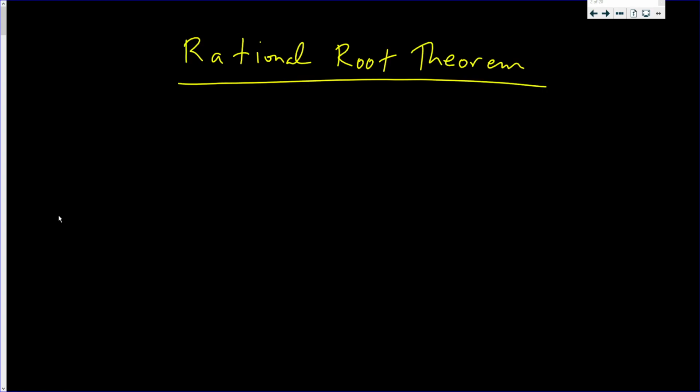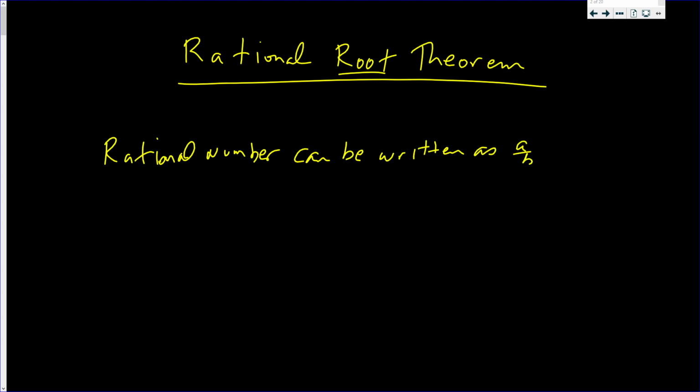In this video, we're going to talk about the rational root theorem. First thing is, let's talk about what a rational number is, because a root is a number. So a rational root is a rational number. A rational number can be written as a over b, a fraction, where a and b are integers.